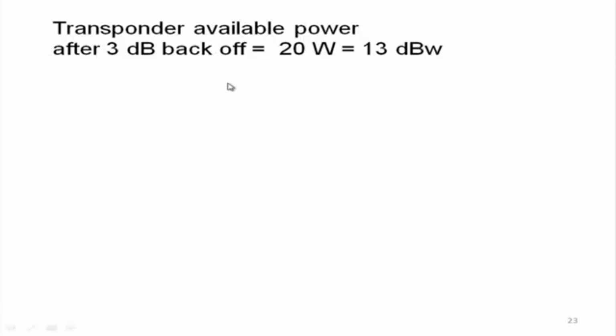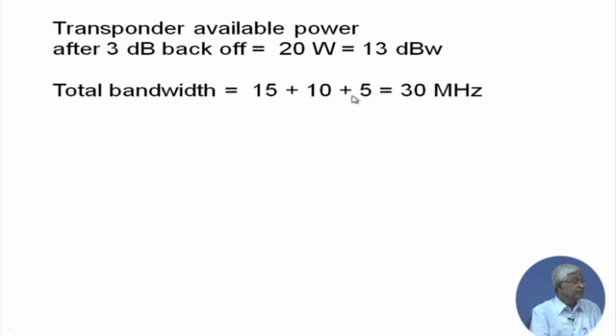So, how do you do it? Transponder total available power with 3 dB backoff, 3 dB is half power. So, 40 watt divided by 2 is 20 watt, in terms of dBW is 13 dBW. Total bandwidth that is required, each individual station needs different bandwidth. So, total bandwidth required is 30 megahertz.